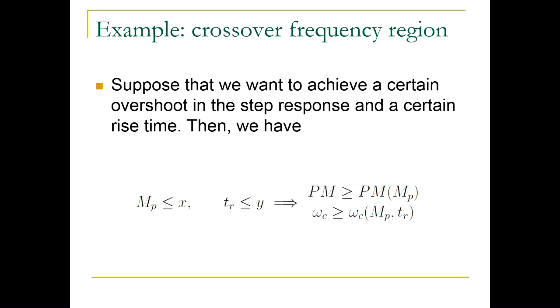Then that would be possible to translate into phase margin being larger than some number determined by, well, this required overshoot. And also the crossover frequency should be larger than something that depends on the overshoot and the rise time. So we will present now diagrams or formulas that are derived for second order systems.